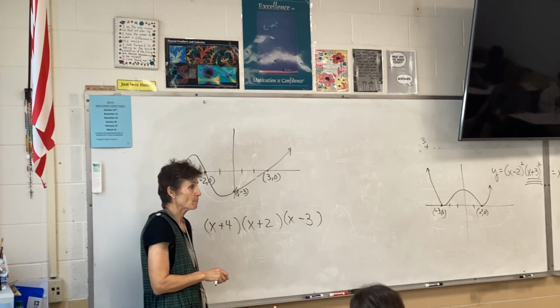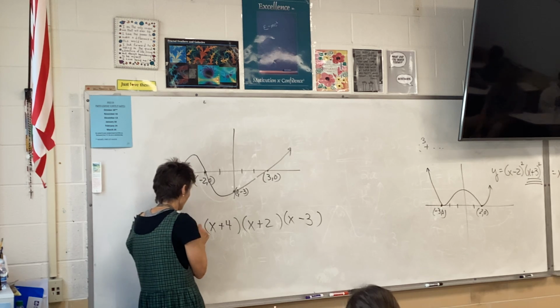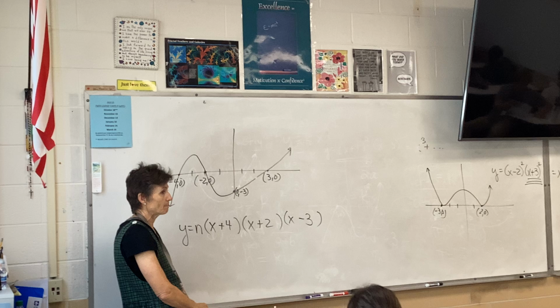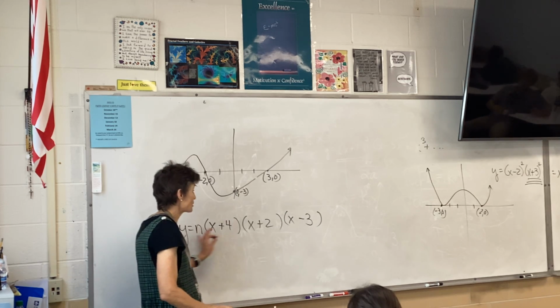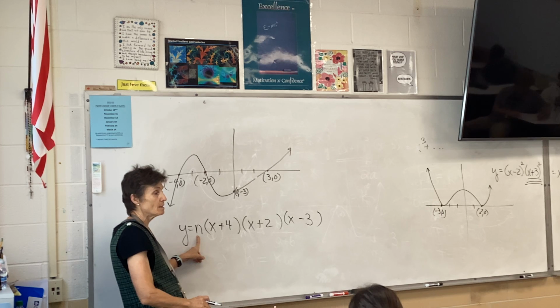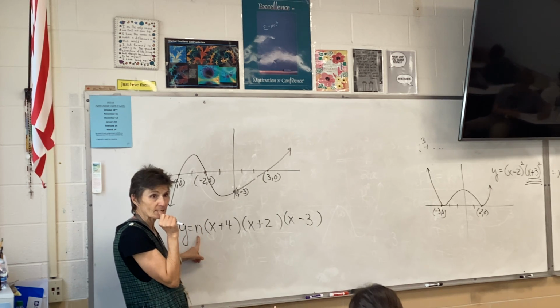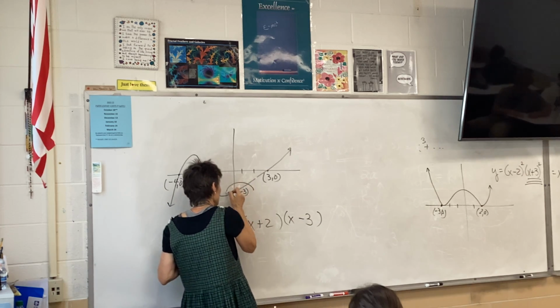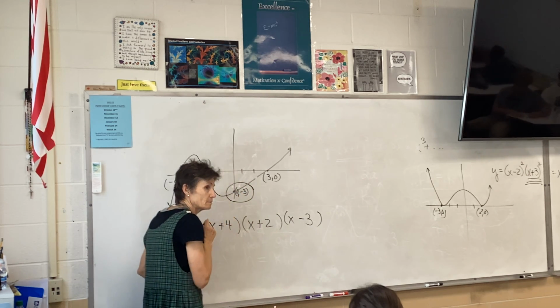Okay, so now I'm ready to go. I need to figure out what that number is. That is the only thing missing in my equation. This is going to be my equation, except I need to know what that number is. How do I find what that number is? I do just what I did on my quiz. I plug in this extra point.